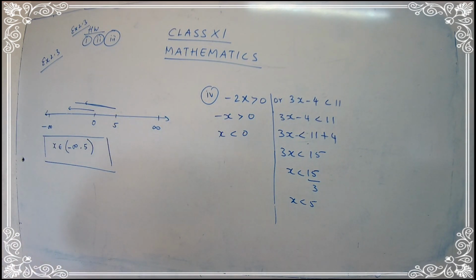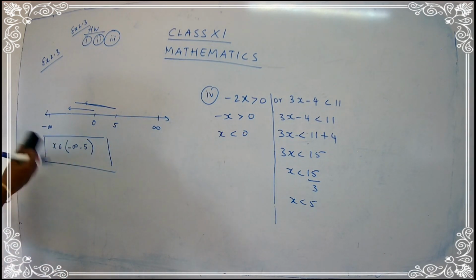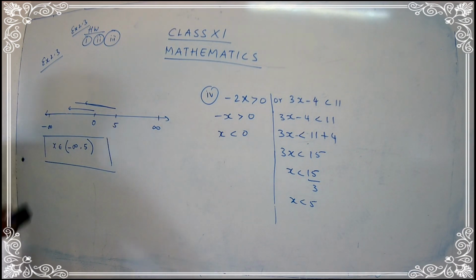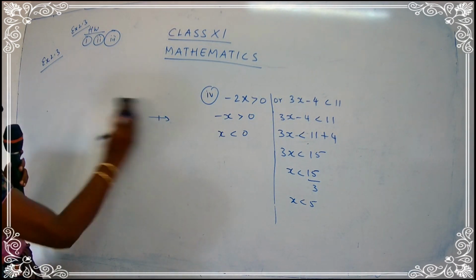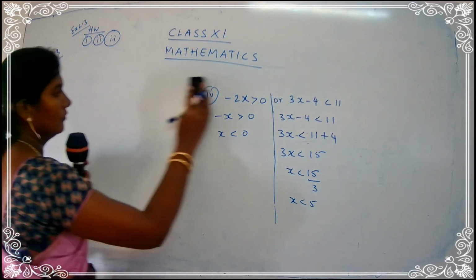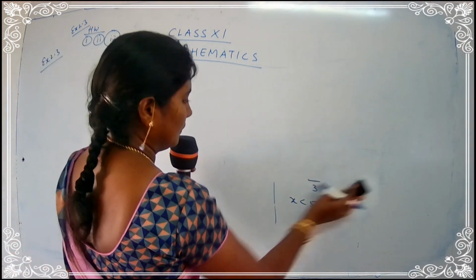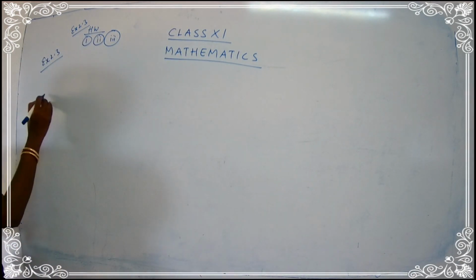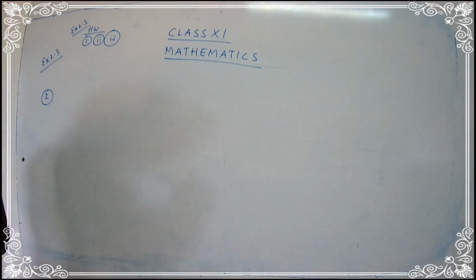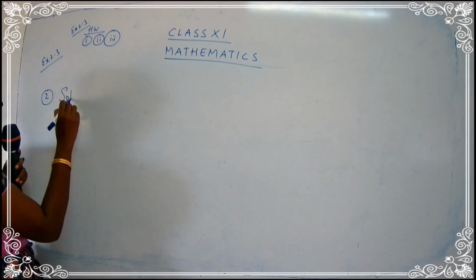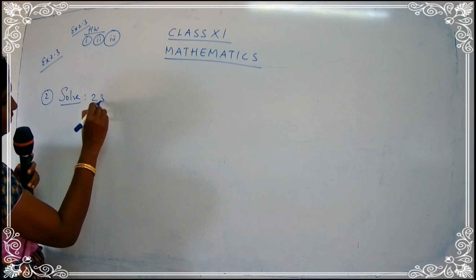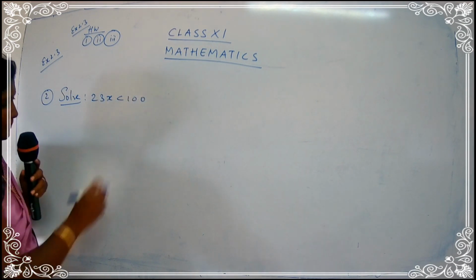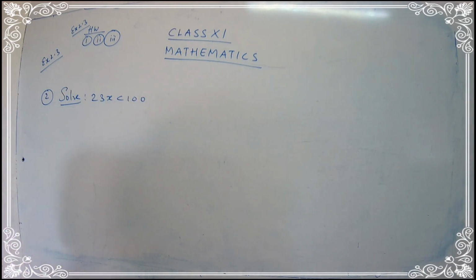Okay. Let's go with the next question. I hope you have completed all the graphs for the fourth subpart. Okay, done. Let's go for the next question. Question number 2: solve 23x less than 100, when x is a natural number.